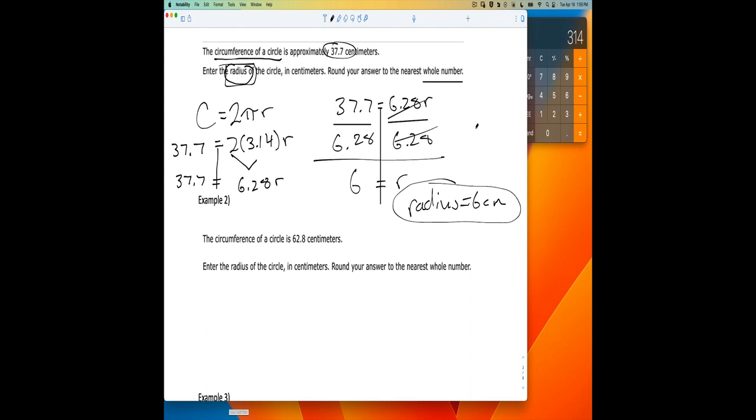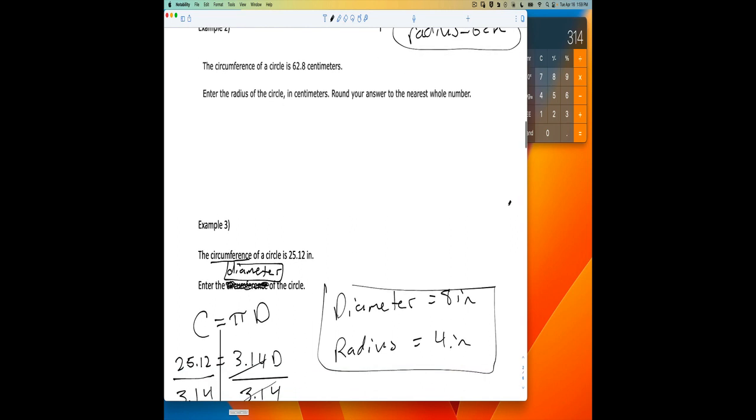Beautiful work. Dublin, you have a question? Okay. If they give you a problem like this and they say find the circumference of a circle with a radius of 6 centimeters, you now know it's 37.7 approximately. That is what you found, and that is beautiful work. Example 2, read it for me, please.